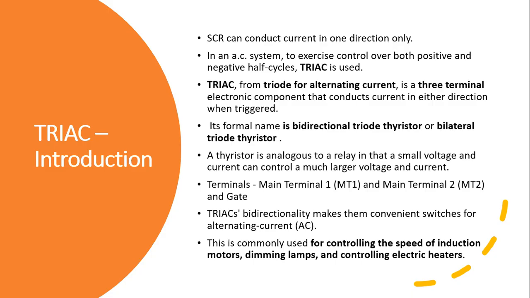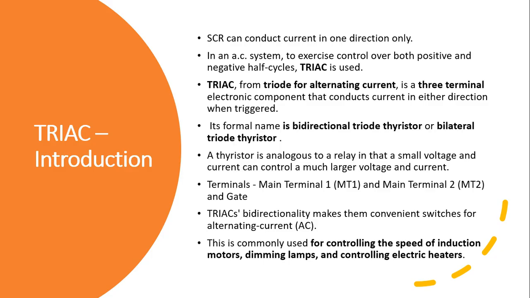So first we can see the TRIAC introduction. The SCR can conduct current in only one direction, and in an AC system we have to control the voltage as well as the current flow in both the directions. So the SCR cannot control the voltage in both the positive half cycle and negative half cycle. So we can use the TRIAC for the control of voltage in both the positive and negative half cycles.